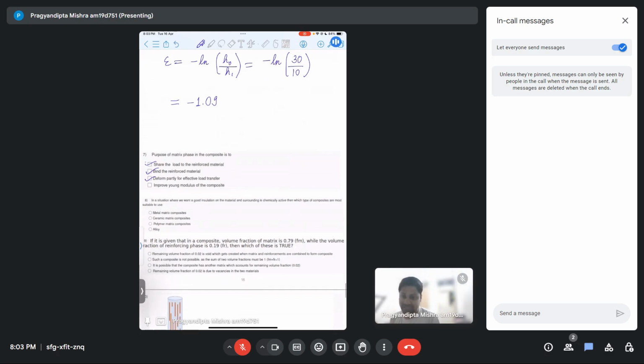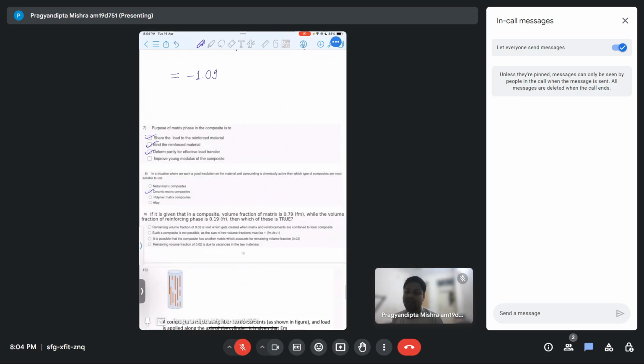In a situation where we want good insulation on the material and surrounding is chemically active, which type of composite is the most suitable to use? So we know that good insulation, and if the surrounding is chemically active, we want something that is not chemically active. So ceramic would be the best one in that case.